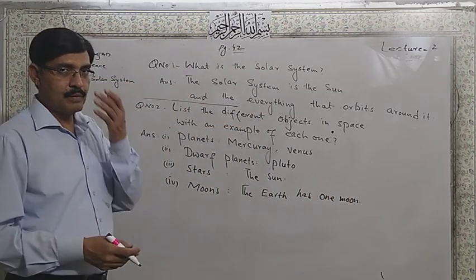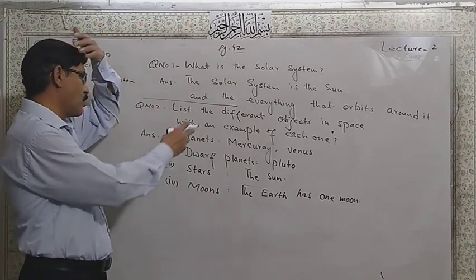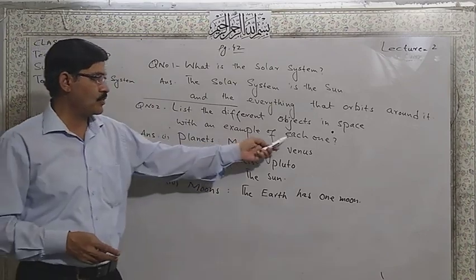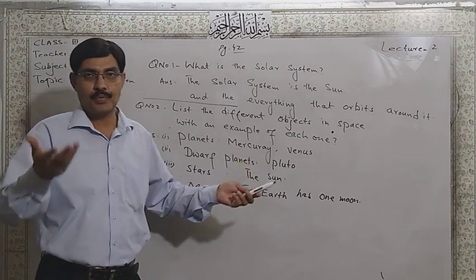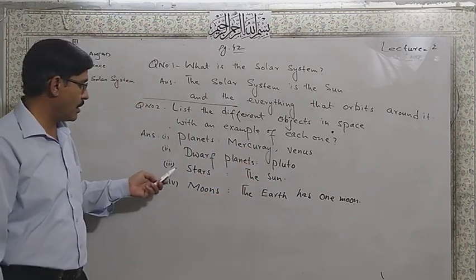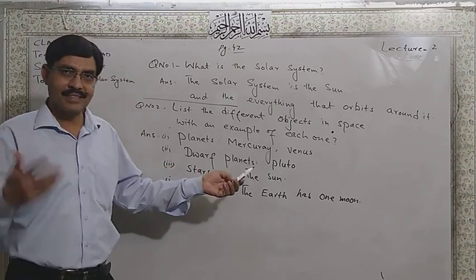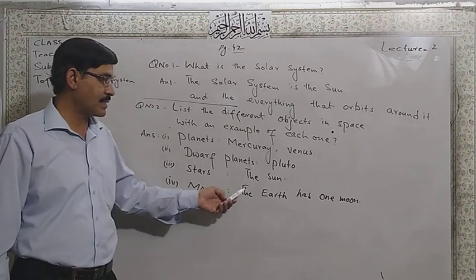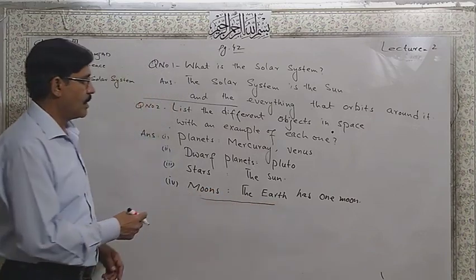This is our first question on the board. We have got the second one. List the different objects in space with an example of each one. First one, planets: Mercury, Venus, Jupiter, and others. Dwarf planets means Pluto, and stars, the sun, the stars, and moons, the earth has one moon. This is the second answer.